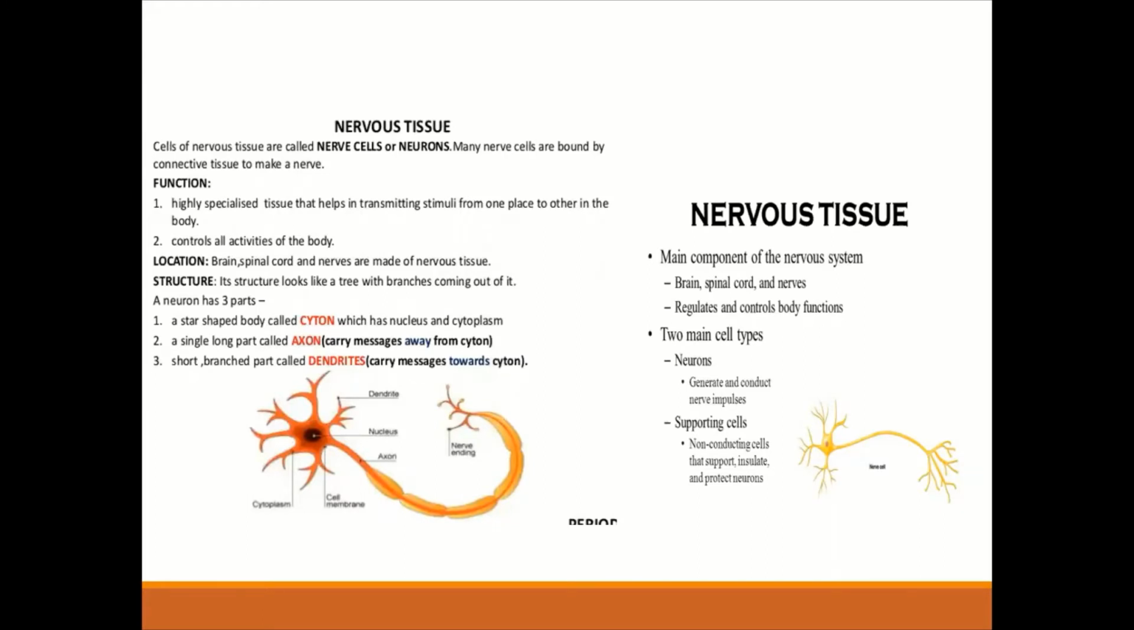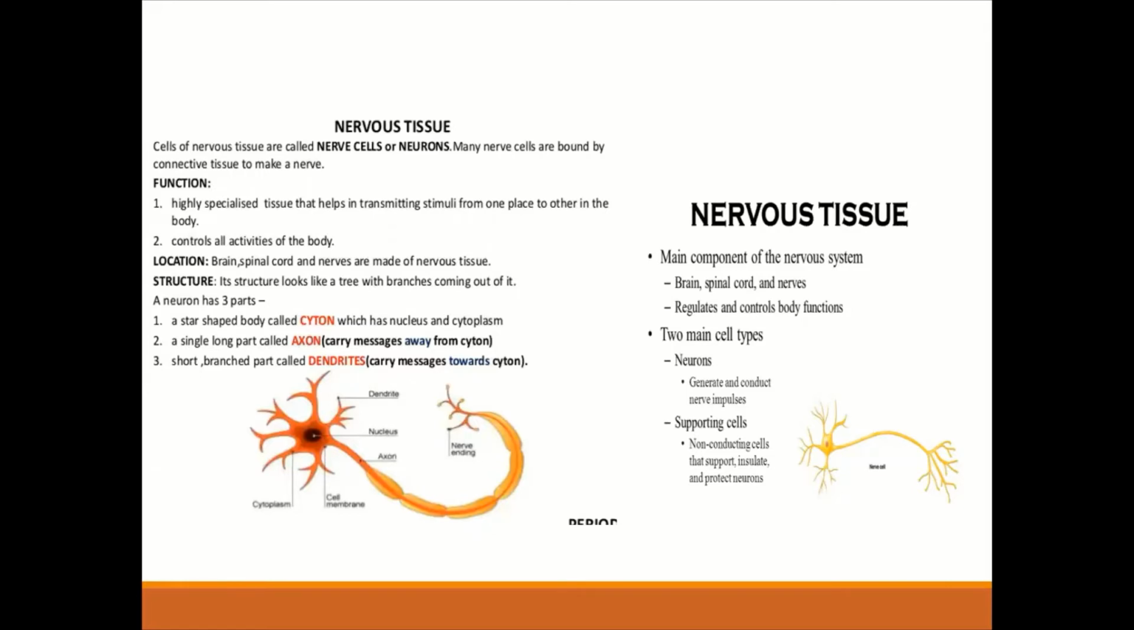So we have covered all the three animal tissues, which are your connective tissue, muscular tissue, and your epithelial tissue. Now in this video, we will discuss the last tissue of animal cells, that is your nervous tissue. Nervous tissue is basically made up of the nerve cells or neurons. Many nerve cells are bound by connective tissues to make a nerve.